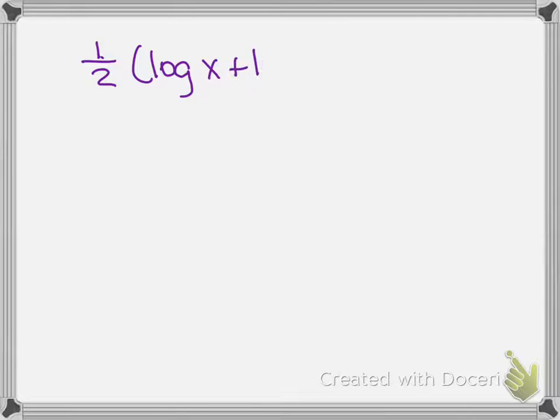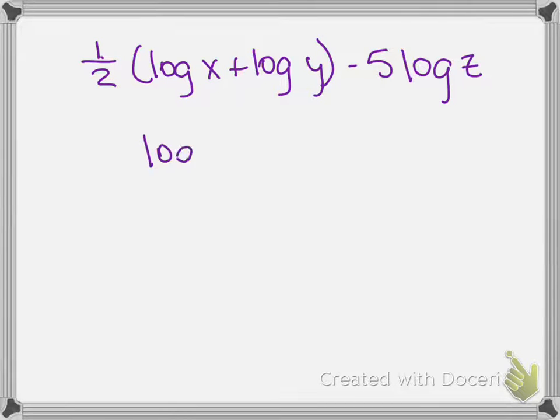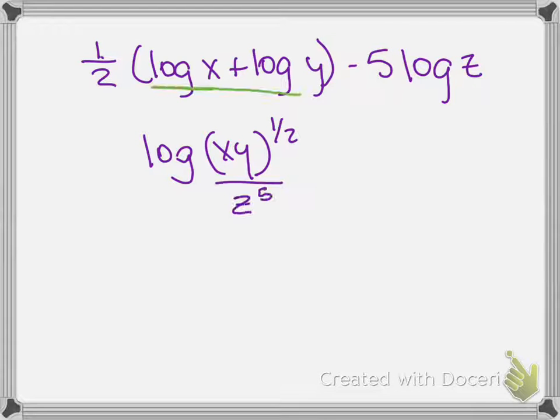Here we have 1/2 log x plus log y minus 5 log z. The 1/2 goes with the x and y. The 5 goes with the z in the denominator. So here we've used the product rule, we've used the quotient rule, and we've used the power rule. So we've used all three things to condense this, again, into one single logarithm.